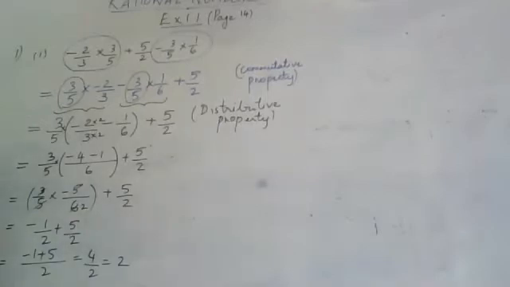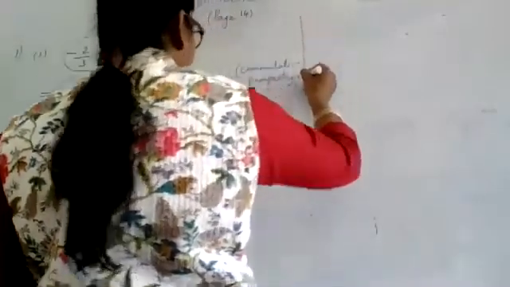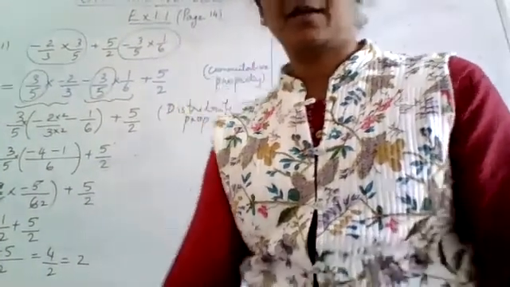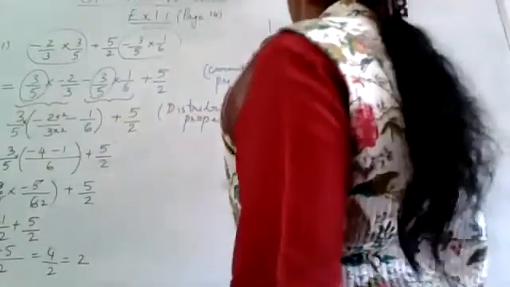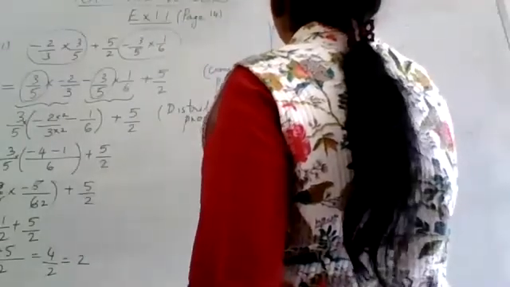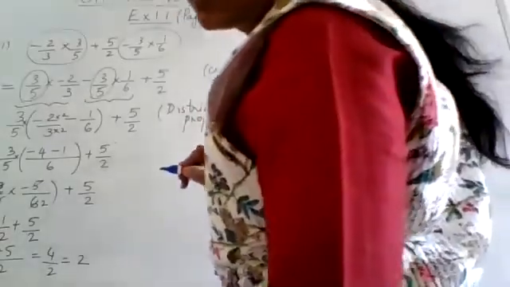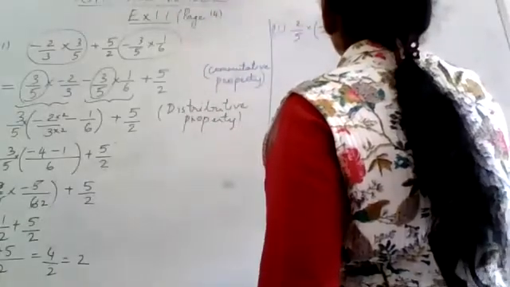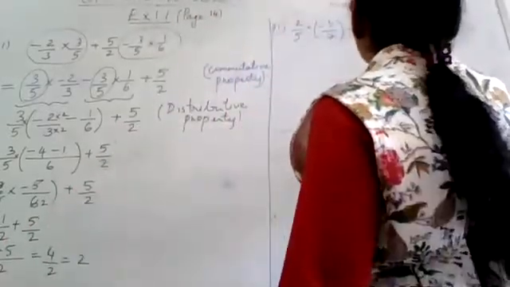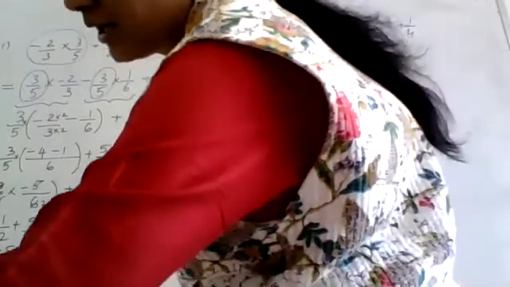Now we'll take up the second problem and try to see if we are able to see some more properties there. So let me take up the second problem now. Okay, the second problem says 2 by 5 multiplied with negative 3 by 7 minus 1 by 6 into 3 by 2 plus 1 by 14 into 2 by 5.